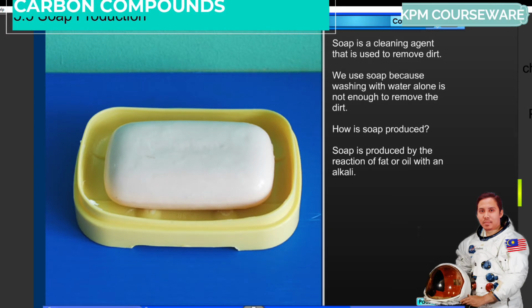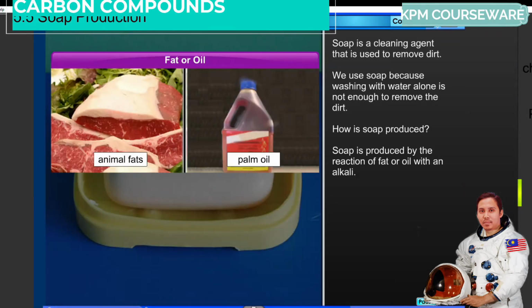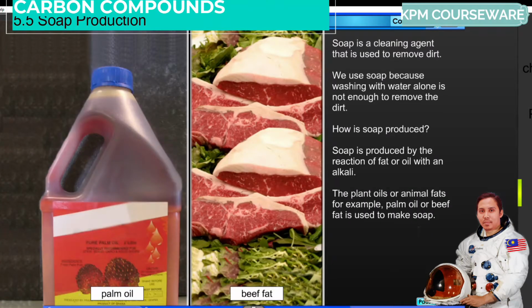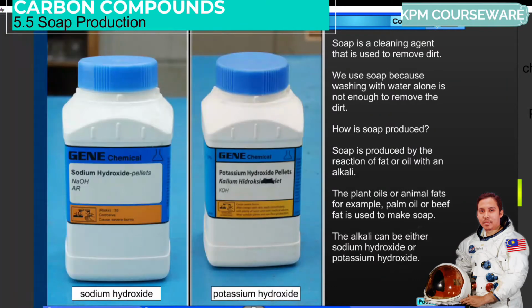Soap is produced by the reaction of fat or oil with an alkali. The plant oils or animal fats, for example, palm oil or beef fat, are used to make soap. The alkali can be either sodium hydroxide or potassium hydroxide.